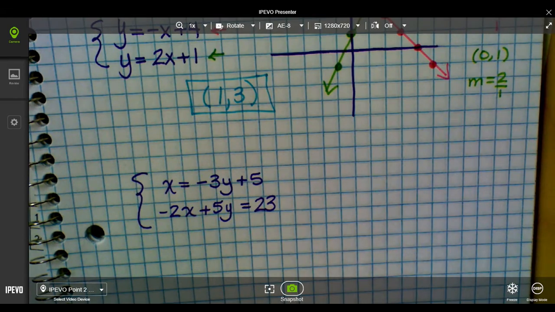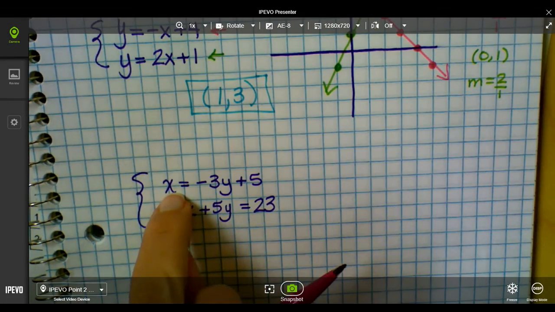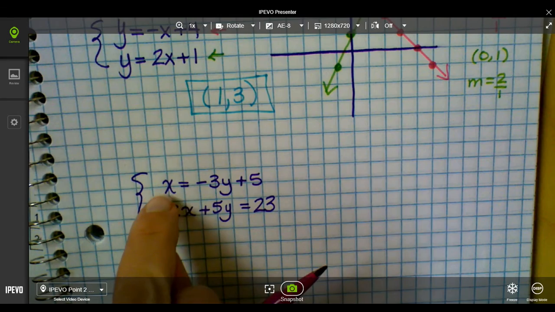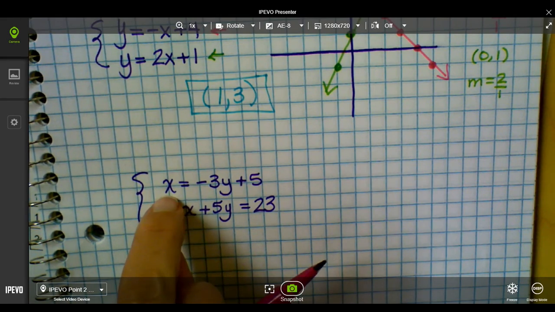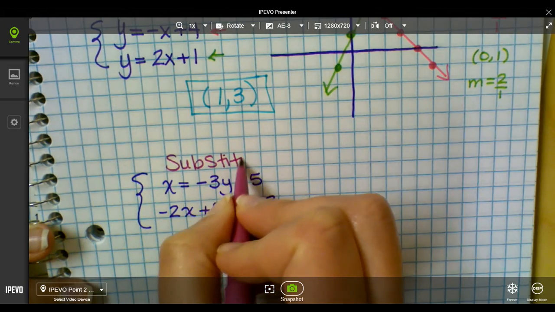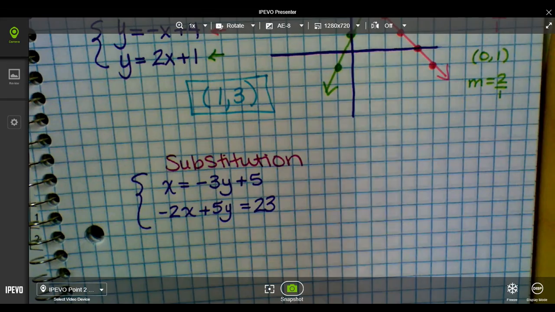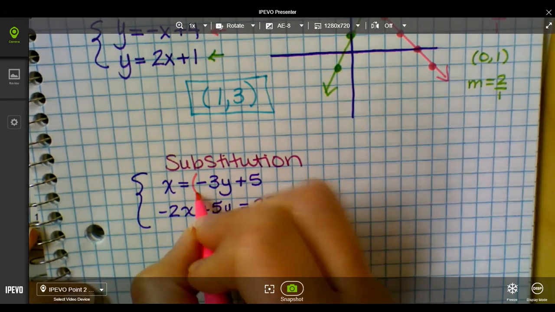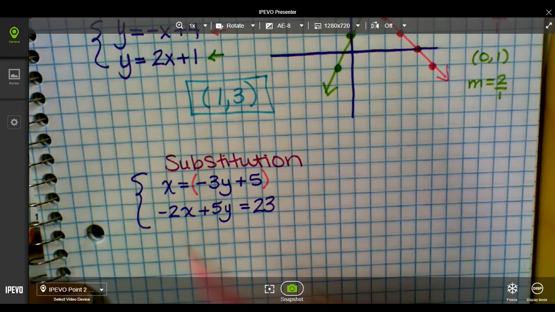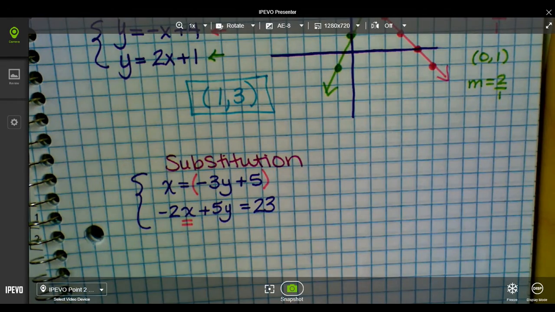Okay, this one is a good candidate for substitution. Whenever you have a variable that's by itself, that's already solved for, that means it's a good candidate for substitution. Okay, so since I know that x equals -3y plus 5, that means I want to plug it in for that x.